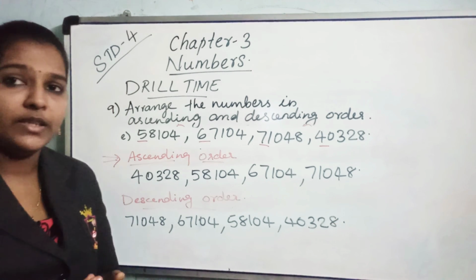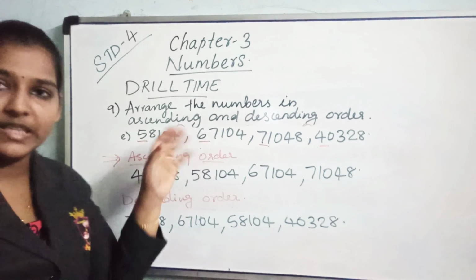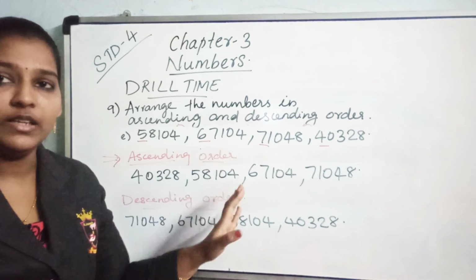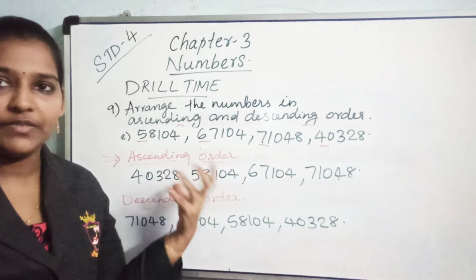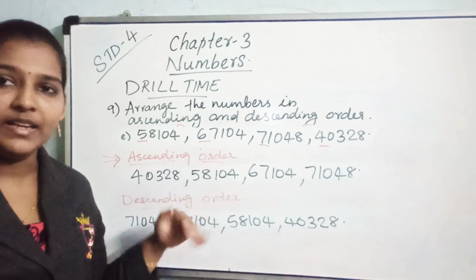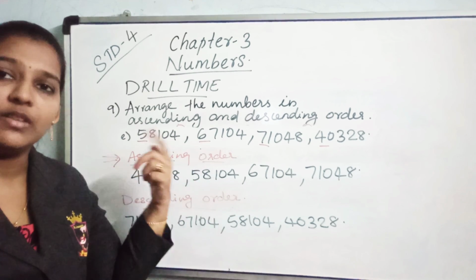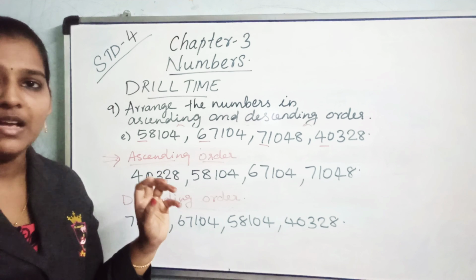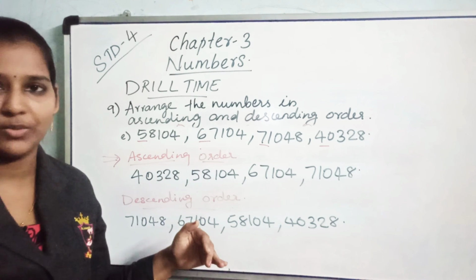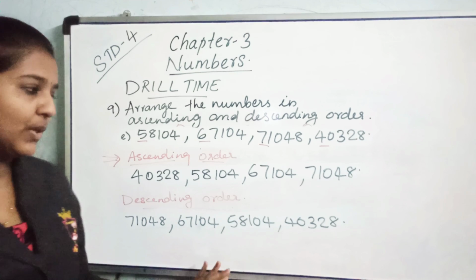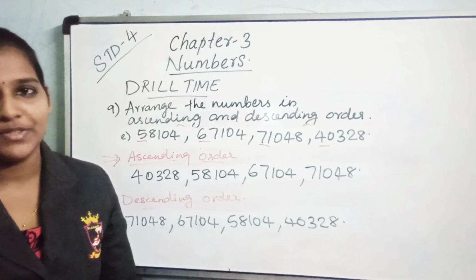Children, one thing you have to remember, if the question is asking to arrange in descending order only, then you have to take the largest number from the given question. Okay, and then find out the second largest. Like that you have to do. And in that questions no need to do the ascending order. You can directly answer the descending order question. Got it, children?